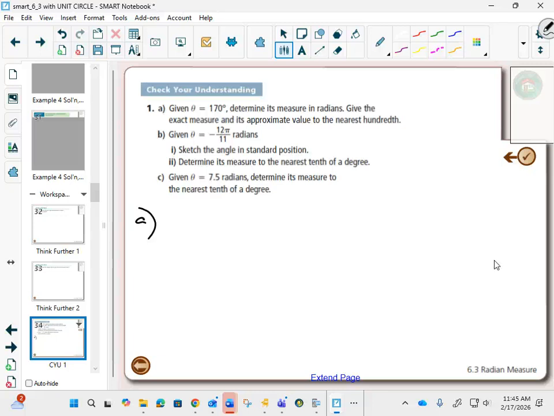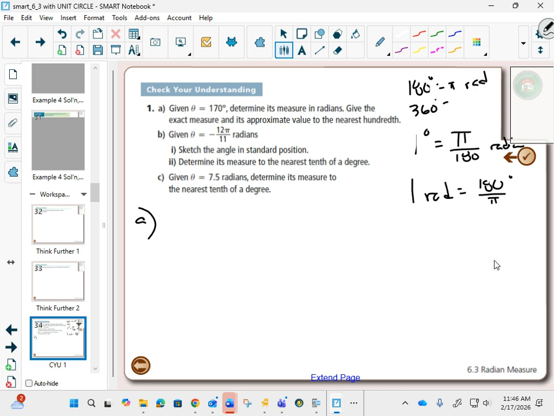Okay. Some of you are going to remember the following formulas very quickly. I'm going to write them up here. Some of you are going to remember that 1 degree is pi over 180 radians. Some of you are going to remember that 1 radian is 180 over pi degrees. And a lot of you are just going to have the following two ratios available to you because that's where we started.